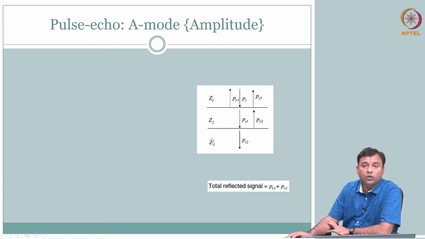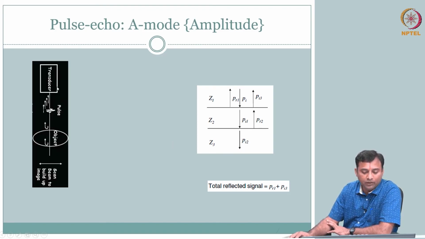So what is the goal now? The goal is, if you just plot this, E of t was the thing. So we can plot this. You have a transducer, I send a pulse, the pulse goes through, it hits an object, some amount is reflected back, some amount goes further, some amount gets reflected back, some other goes further.